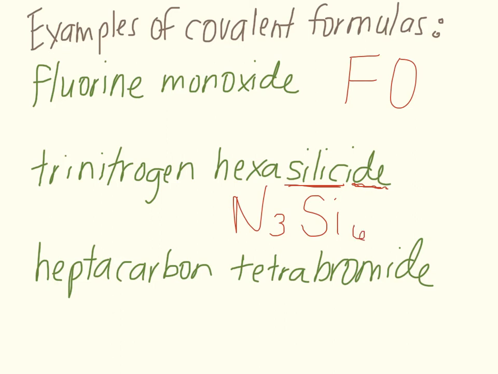Next one is heptacarbon tetrabromide. So heptacarbon means we have 7 carbons, and then tetrabromide means we have 4 bromines. So it's going to be C7Br4.